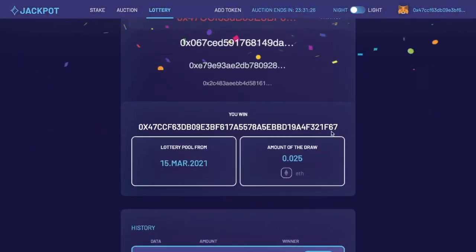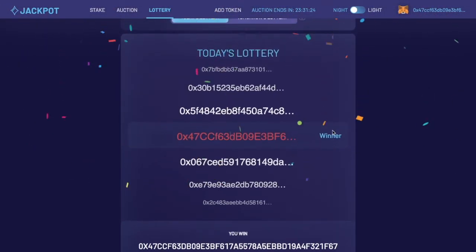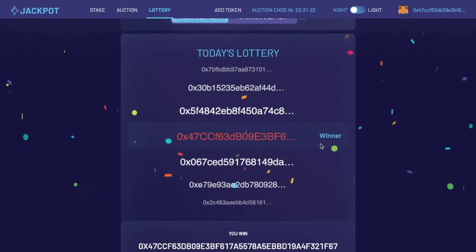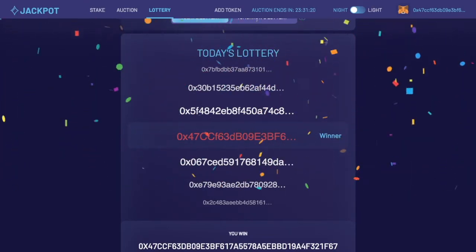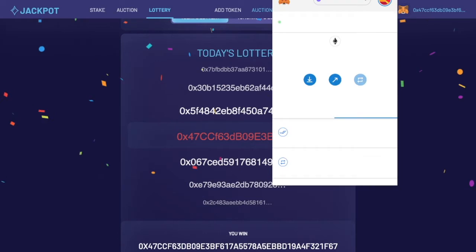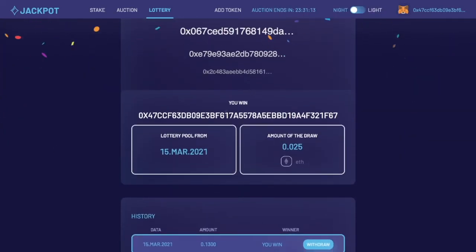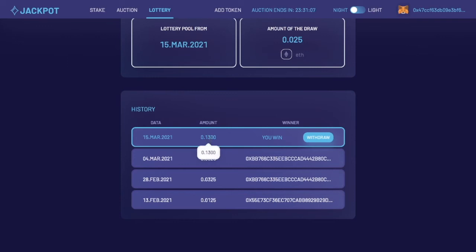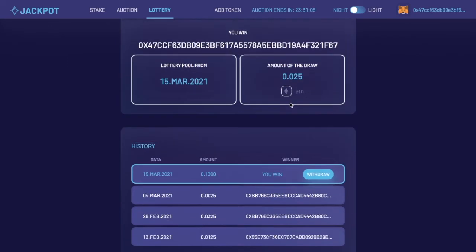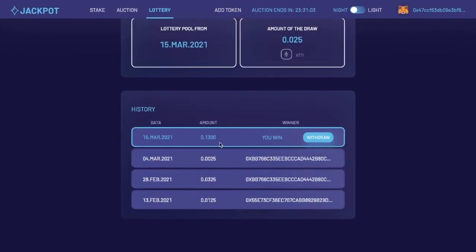So today's lottery is selected just like that, winner. See who the winner is? This is this address, okay? So you win, hooray, the amount of the draw. So 0.025 ETH, and there I go. So, amount of the draw, no. So look at that, I get 0.13 ETH.